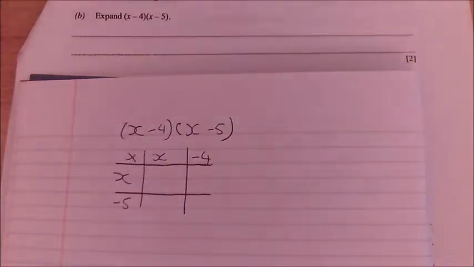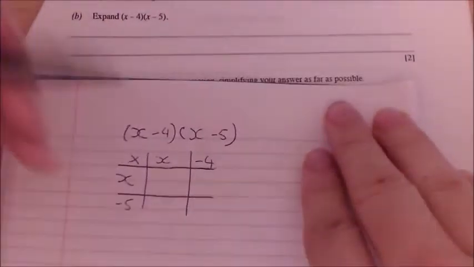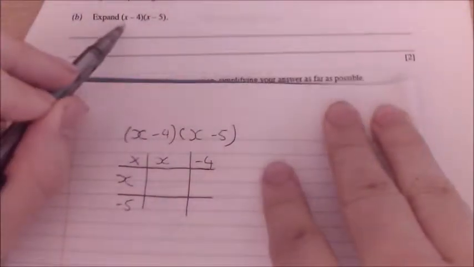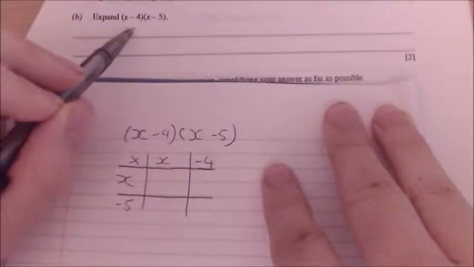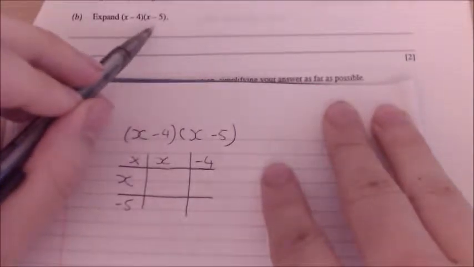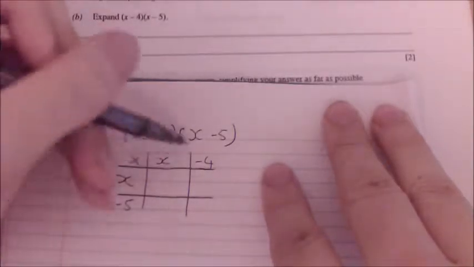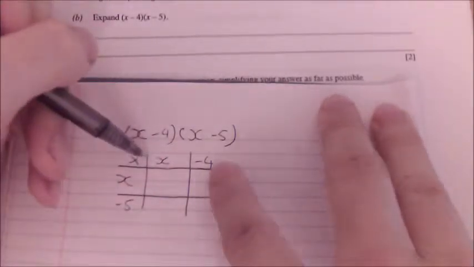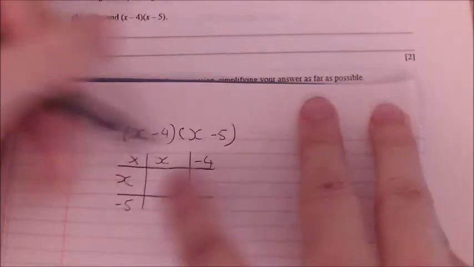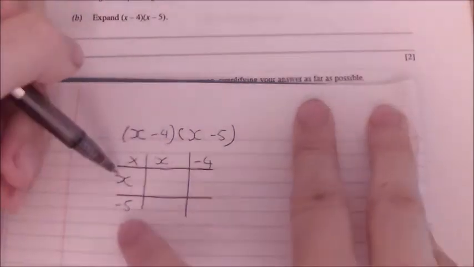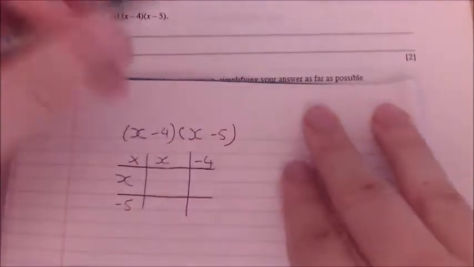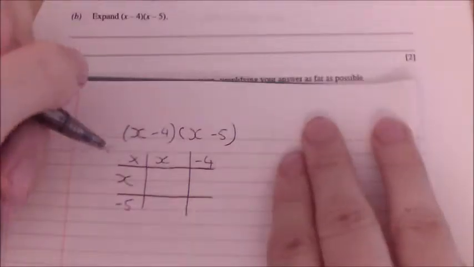This video is going to cover expanding and factorizing on booklet 3 in the higher tier. We've got the question: expand (x minus 4)(x minus 5). I've set this up in the grid method way, where I put one bracket at the top and another bracket on the side. It could be the x minus 5 at the top and x minus 4 on the left hand side. It doesn't really matter, it'll still give us the same answer.